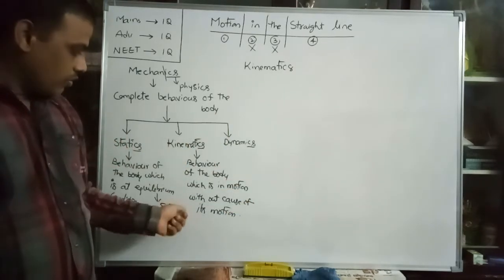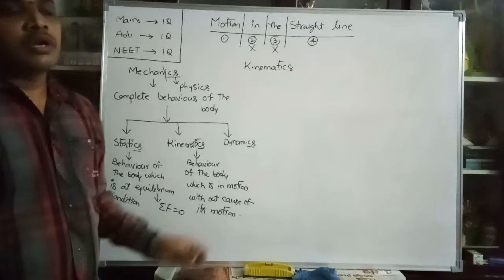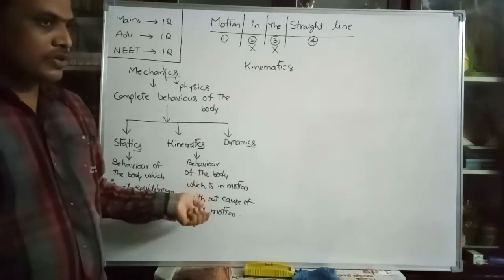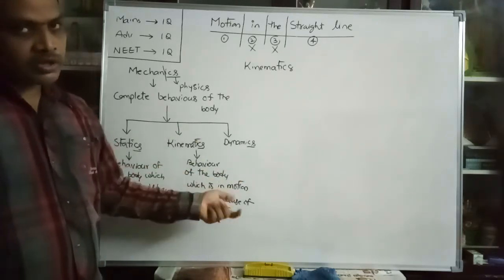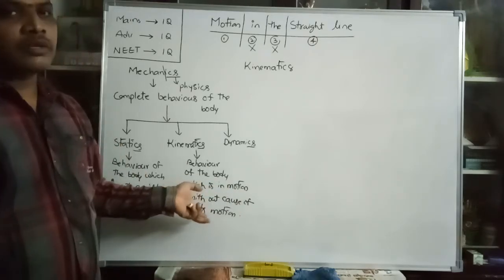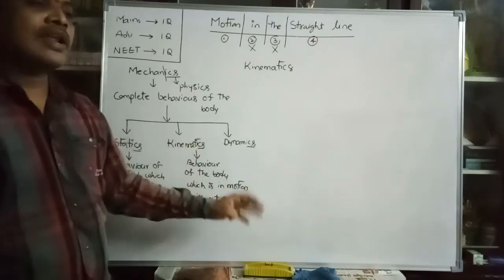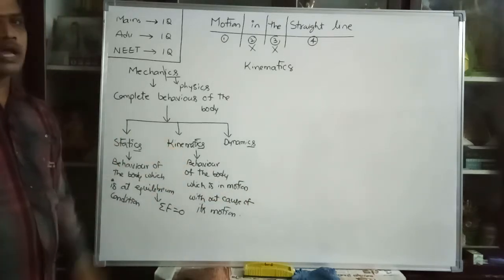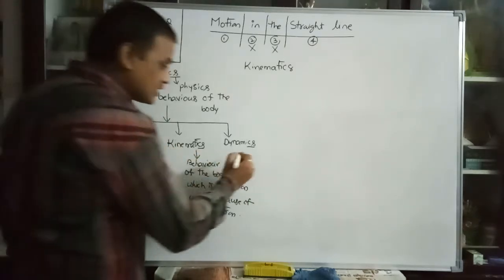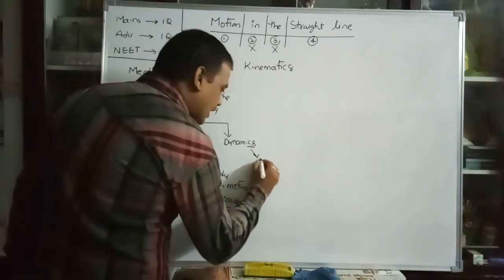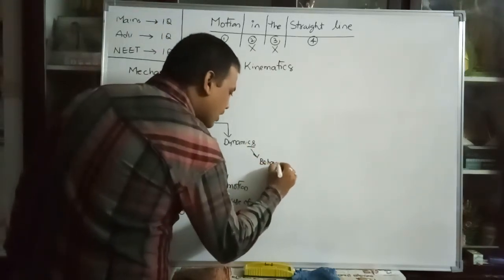What you don't consider is the cause of motion: how much force is required, or how much frictional force is acting. There is no need to consider force acting on the body. That body is in a moving state, and you can explain its behavior. Then that branch of mechanics is called kinematics. And the next one is dynamics, which is the branch of mechanics which can explain the behavior of the body.